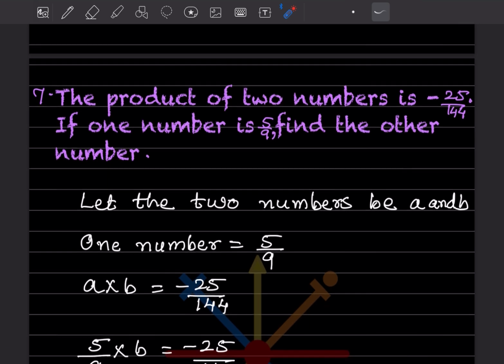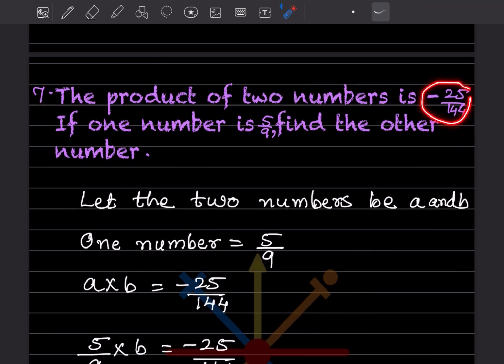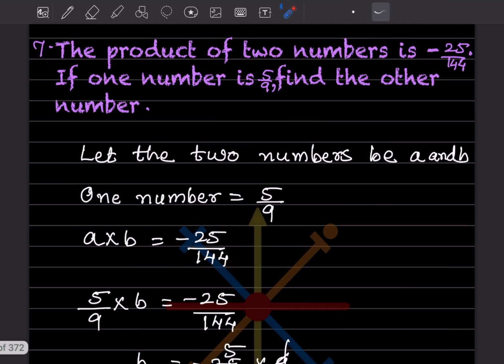The product of two numbers is given as minus 25 by 144. If one number is 5 by 9, find the other number. So we can say let the two numbers be, we can consider any, x and y, or a and b. So one number is 5 by 9. So a into b is given as, because two numbers, right? So we have considered the numbers a and b. That is minus 25 by 144. So now one number means we can consider this as a. So in place of a, we can write 5 by 9.